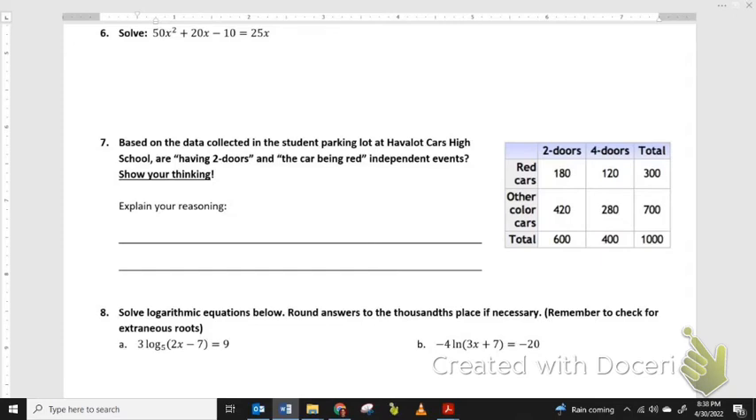We want to know whether the events having 2 doors and the car being red are independent events. The way we test for independence is we take the probability of the intersection, so 2-door and red, and we compare that to the probabilities of each of the events on their own, and we multiply those probabilities together. So the product of the individual probabilities.